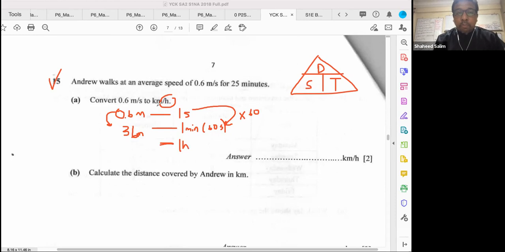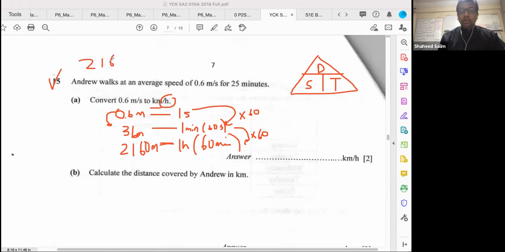1 hour. Per hour means in 1 hour. So 1 hour, 60 minutes. What do you do? You times another 60. When you times 60, how much do you get? 2160 meters. So you're just almost there. They want you now to give in km. This is in meters. How to get km? 2160 divided by 1000. You can use your calculator or you can shift.